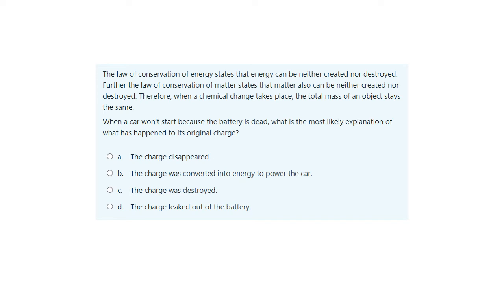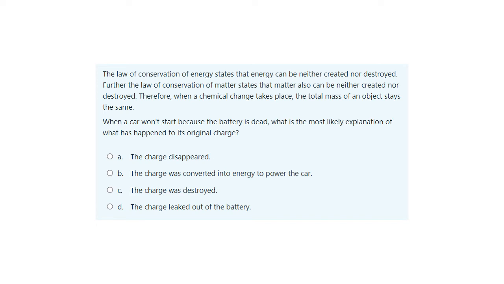So when a car won't start because the battery is dead, what is the most likely explanation of what has happened to the original charge? A. The charge disappeared. B. The charge was converted into energy to power the car. C. The charge was destroyed. D. Or the charge leaked out of the battery.